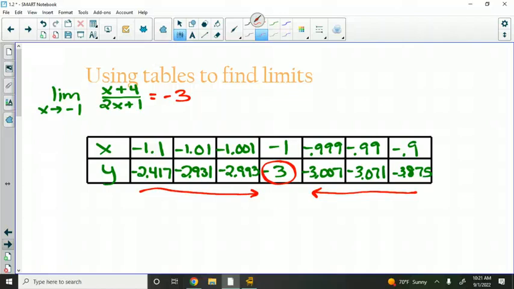Limit equals -3. Yeah, we don't have to put the y part. Yep, good question. Anything else right now we can think of? Okay, let's try another one.